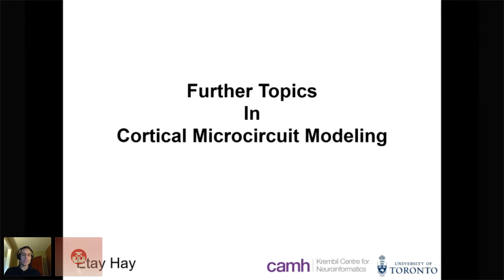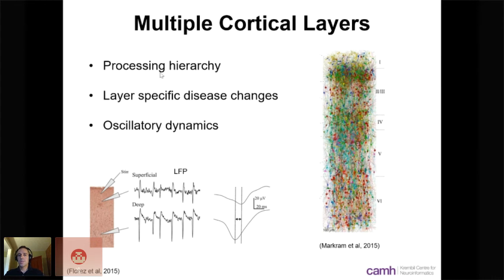So the last bit, I'll talk about some further topics that I haven't gone into in detail, but it's worth going through and mentioning, and that can maybe spark some discussions later about everything we've heard today, some other aspects. So one thing is we looked at human layer 2-3 models. There are, as I mentioned, 6 layers. And they have different roles in processing information.